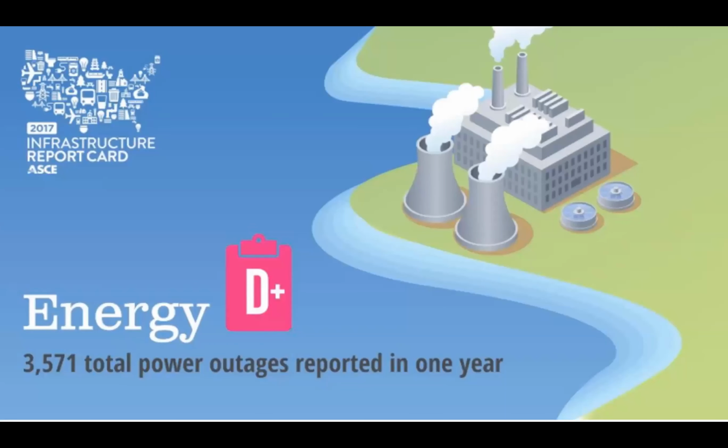All right, so we're in the home stretch. The very last one I'll talk about is energy. If you look at ASCE's report card for the nation, they give it a D+, which is not very flattering. And one of the primary metrics for that is 3,571 total power outages reported in 1 year.